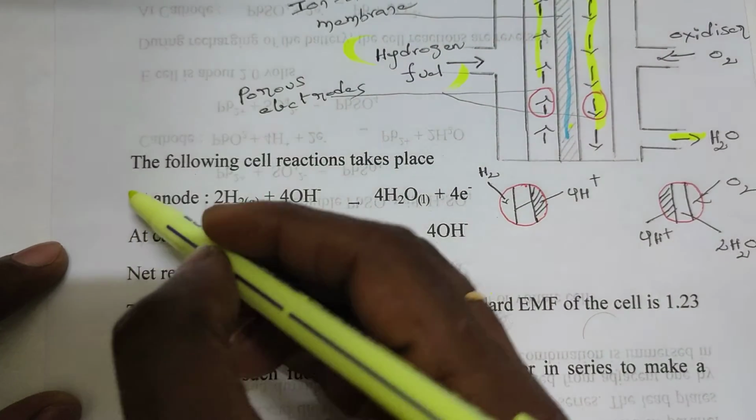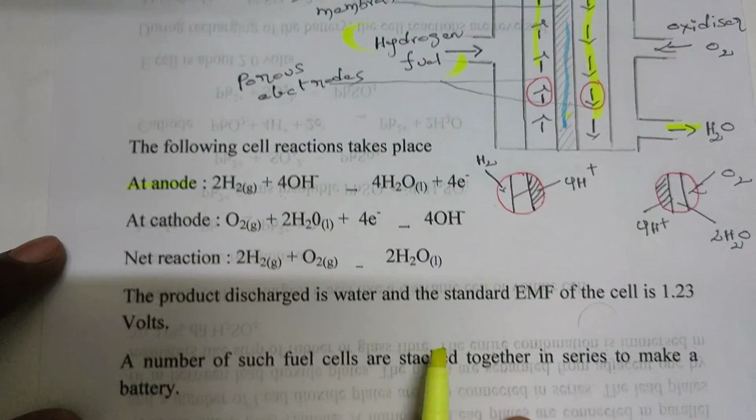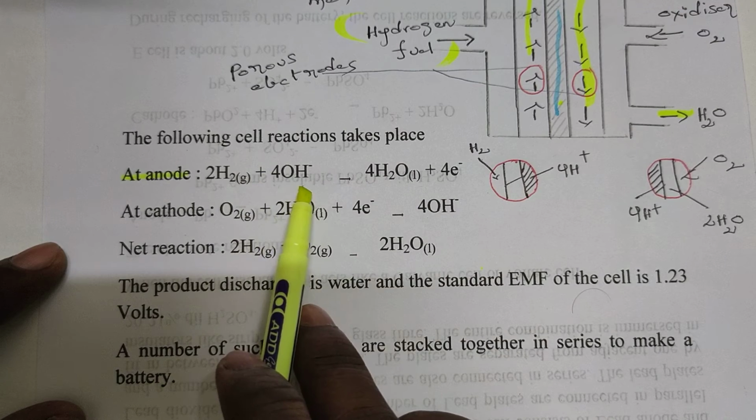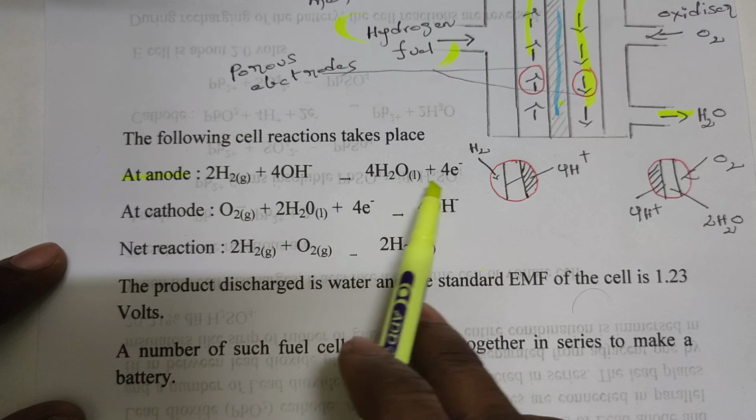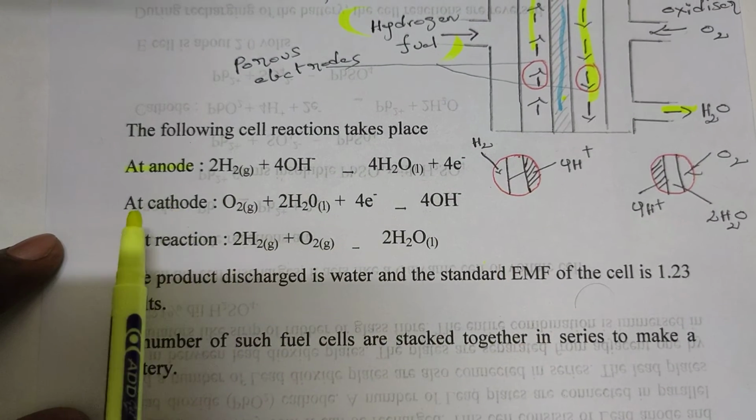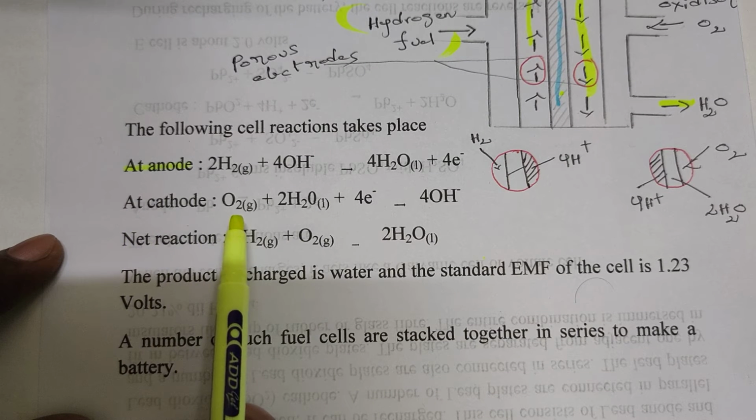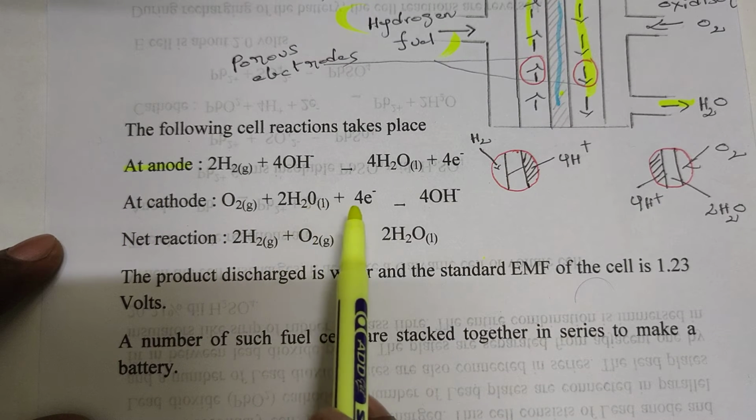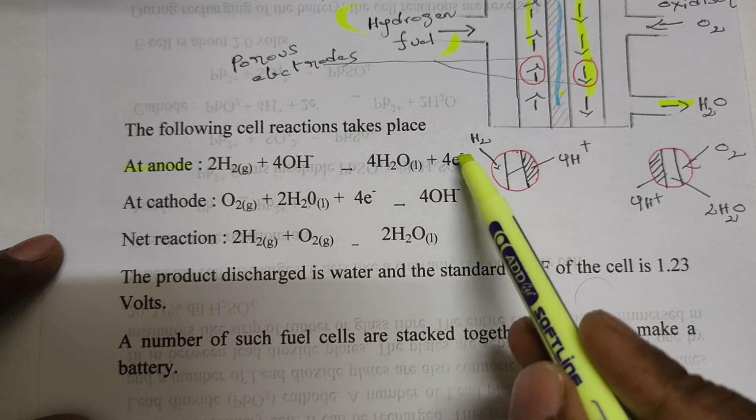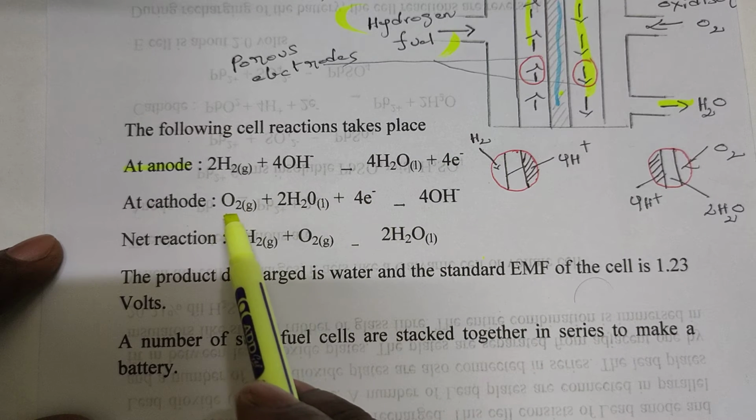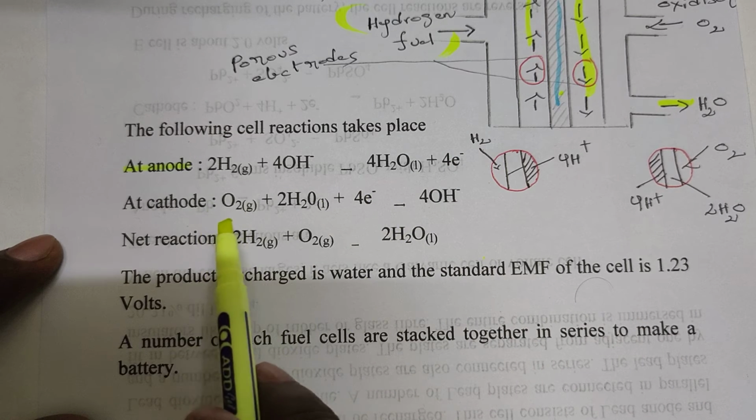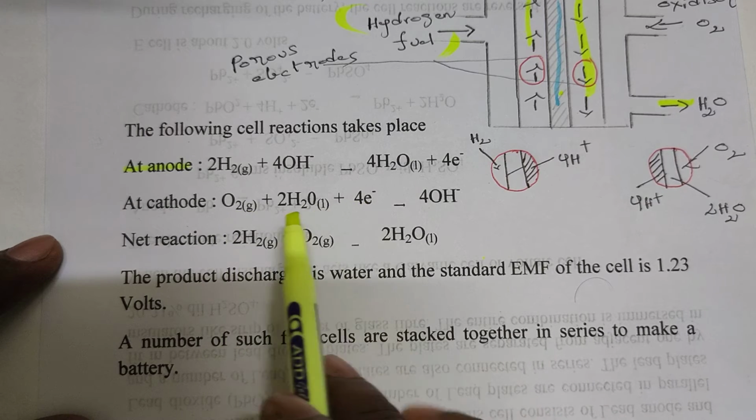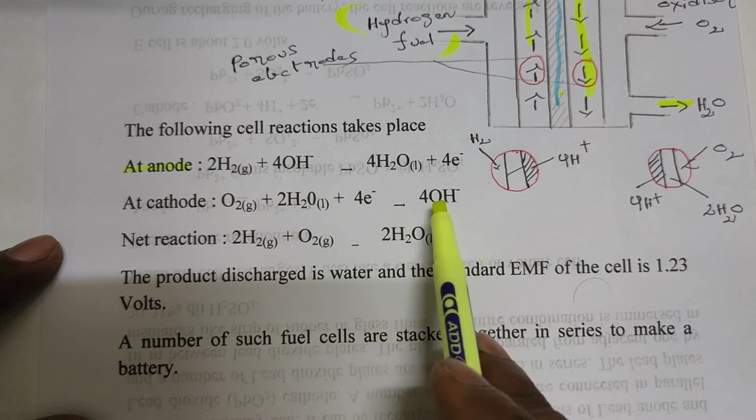So at anode, 2H2 plus 4OH minus gives rise to 4H2O plus 4 electrons. At cathode, O2 plus 2H2O plus 4 electrons, because these 4 electrons are utilized for reducing the oxygen gas. So O2 plus 4e minus plus 2H2O gives rise to 4OH minus.